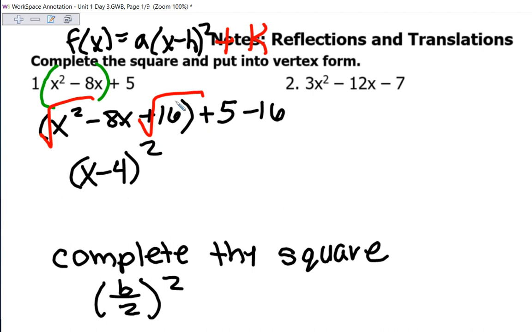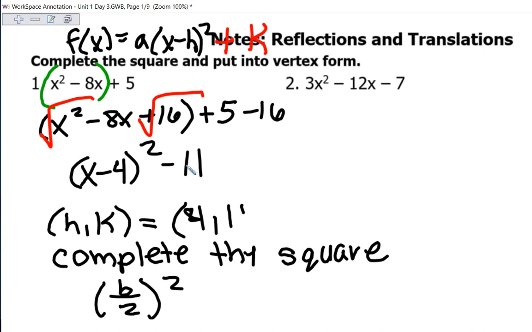Now back here, combine our constants. So what's 5 minus 16? Negative 11. This is called vertex form because from this format I can easily find the vertex, which is h, k. To find that vertex, you take this value and change the sign. So if this is a negative 4, you change it to a positive 4. Then the k value is negative 11. So from vertex form, you can find the vertex quickly and fast.